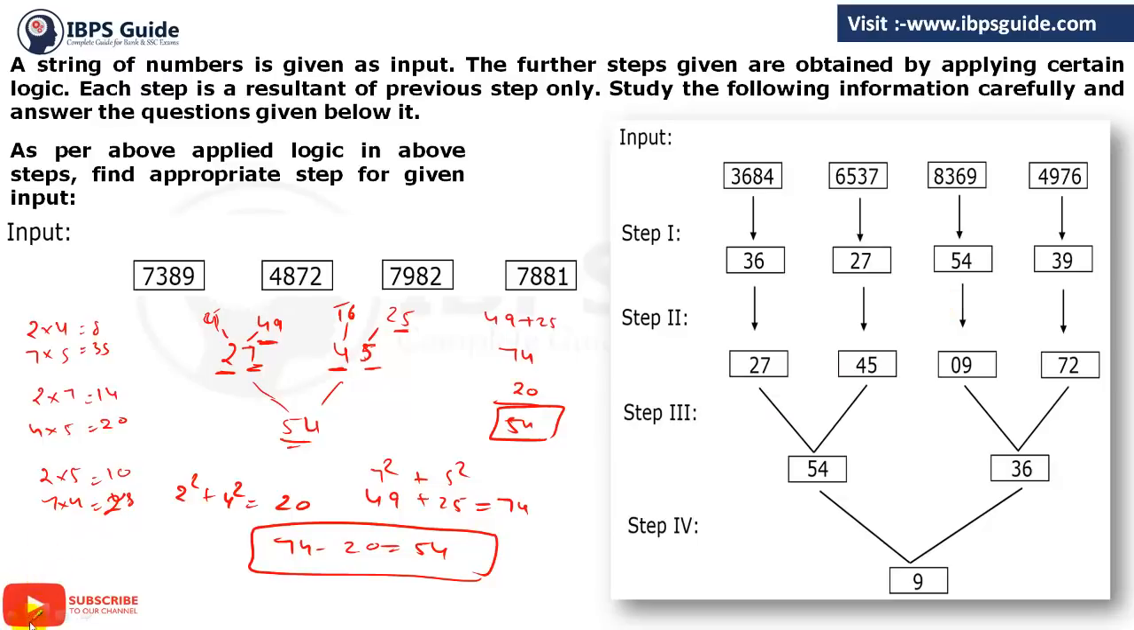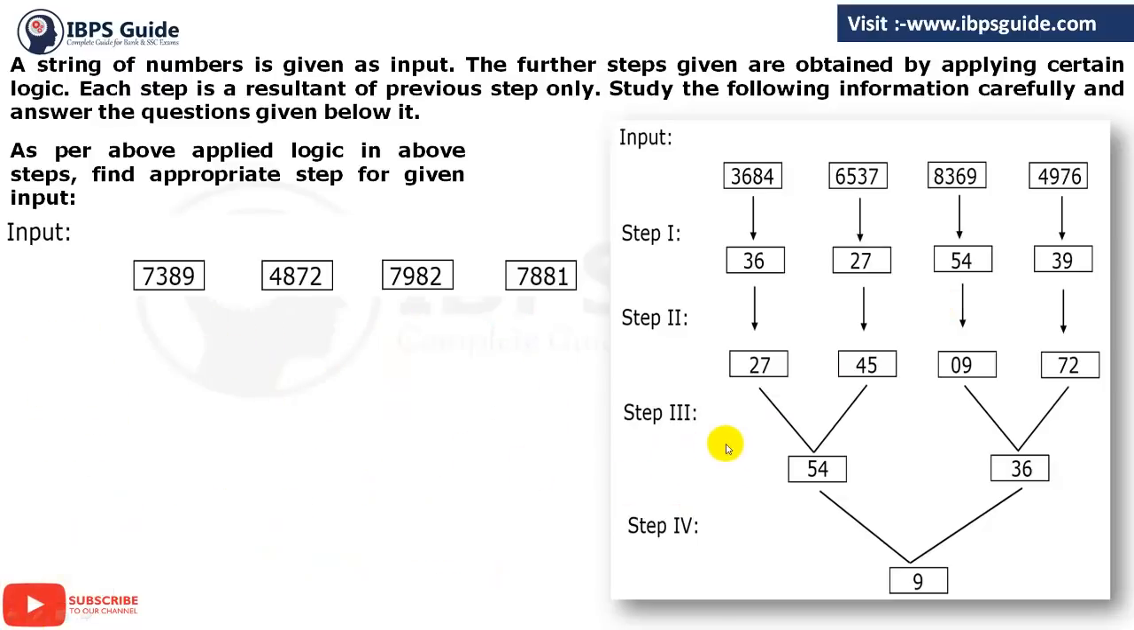Now let's move on to step number 4. Now we have 54 and 36 and you are forming 9. So now see, 5 plus 4 9, 6 plus 3 9, no, you can't make it like this. So what do you have to do? First of all, because the number is very small, just add up the digits. 5 plus 4 is 9, 5 plus 3 is 8, 6 plus 4 is 10, not possible.